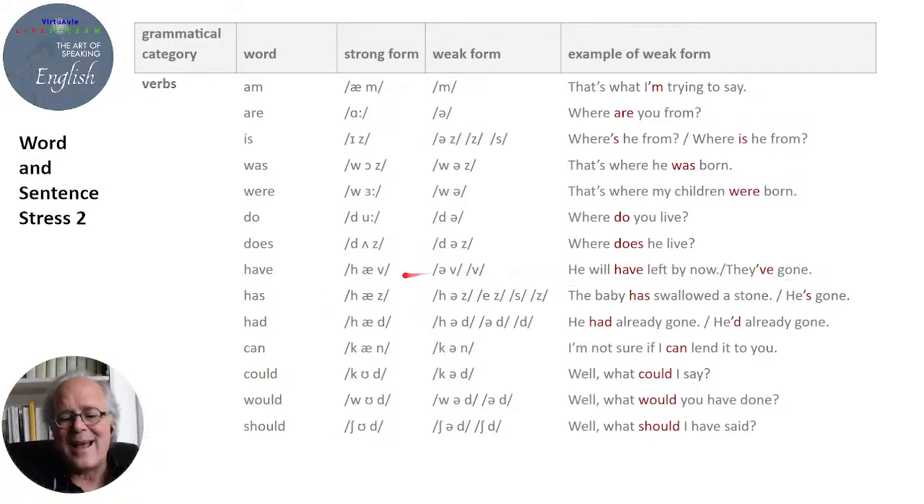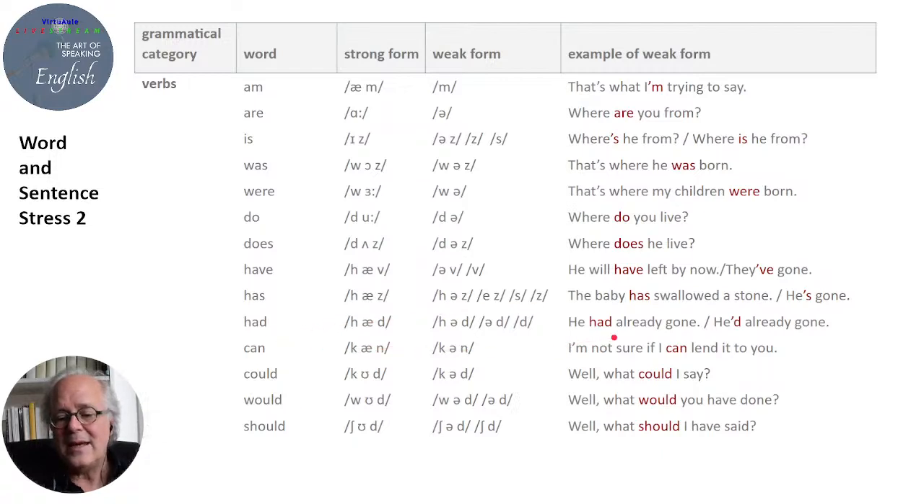Have, he will have left by now. They've gone. Have gets shortened to of. They will have left. Or even shorter, without a vowel sound, they will have left. Has, baby has swallowed a stone. He's gone. So the has, the strong form, gets changed to has or us. The baby is swallowed. You don't even hear the H. The baby's swallowed.